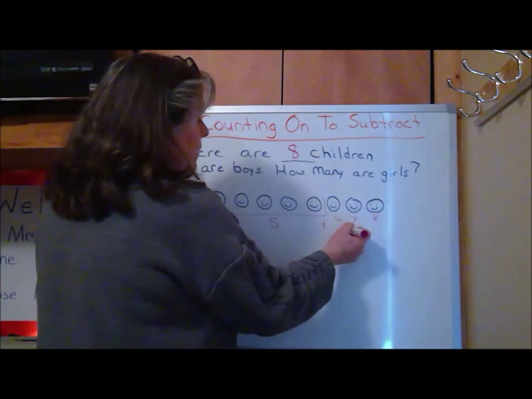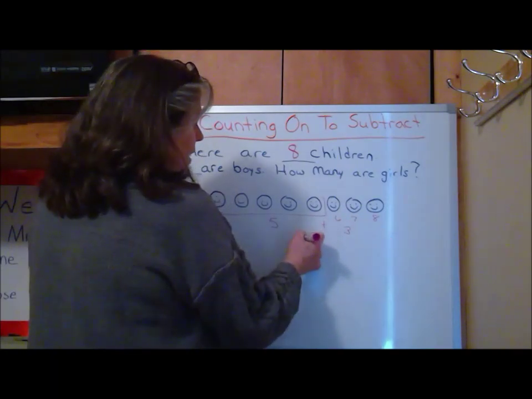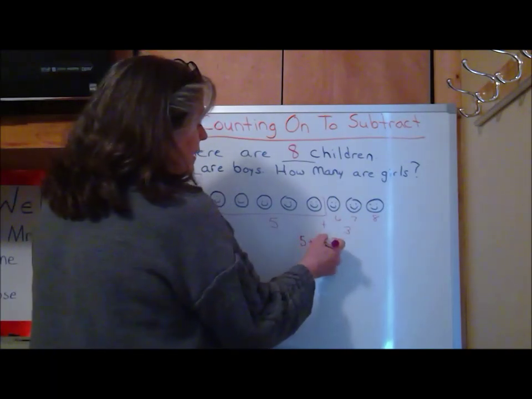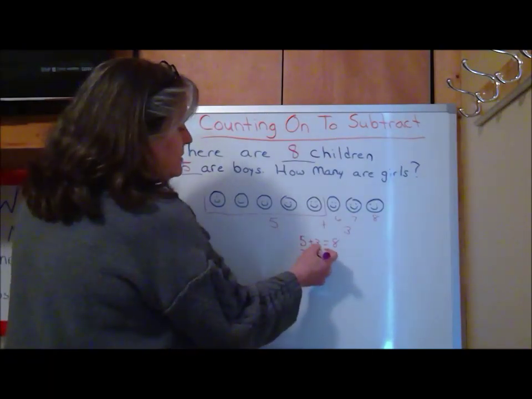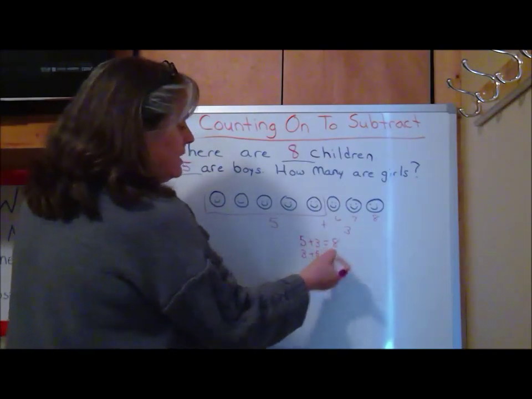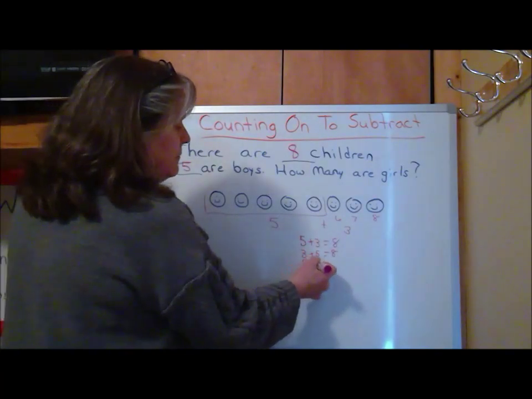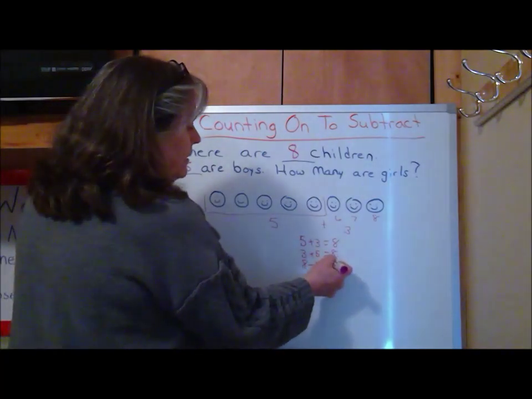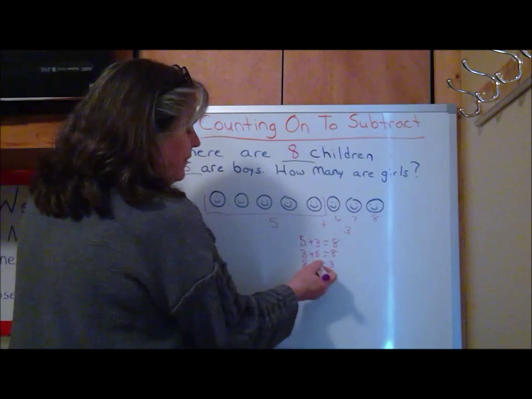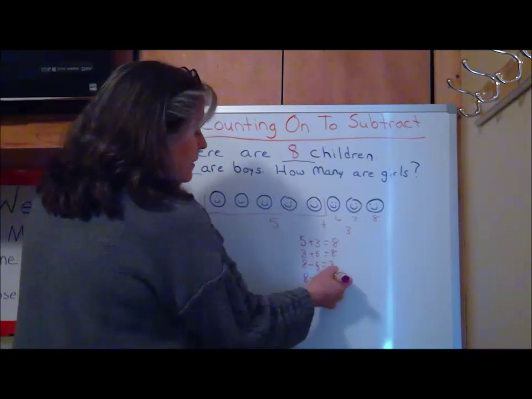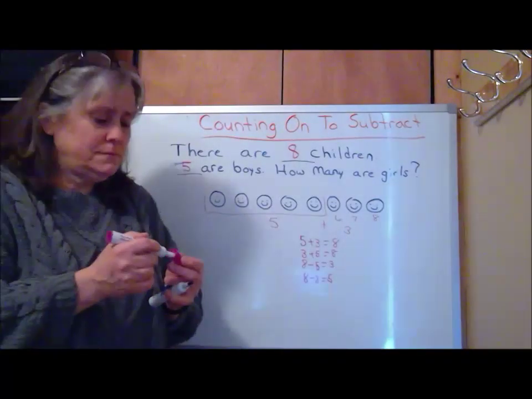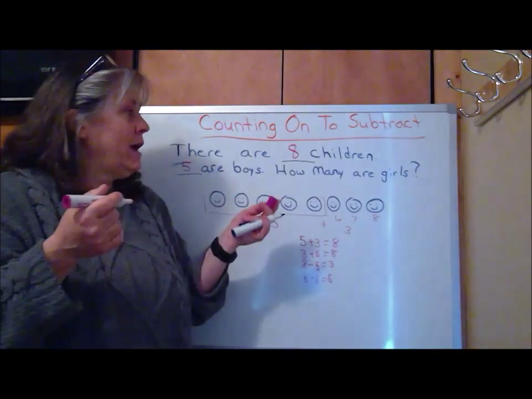And that is 3 there. So 5 plus 3 equals 8. 3 plus 5 equals 8. 8 minus 5 equals 3. Let's fix that 5. And 8 minus 3 equals 5. All right, so that's counting on to subtract.